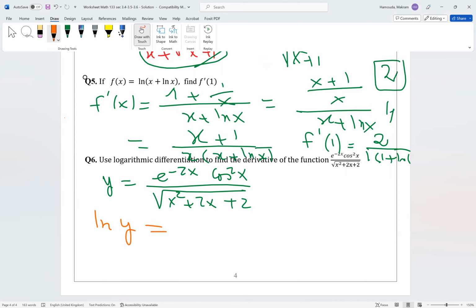So the quotient will be minus and the product will be plus. And the power will come out. So ln y is equal to minus 2x, because ln e to the minus 2x is minus 2x, plus 2 ln cosine x, minus half ln of x squared plus 2x plus 2.